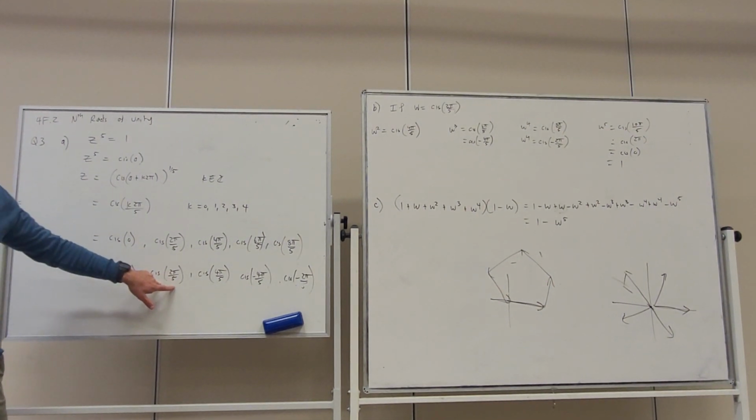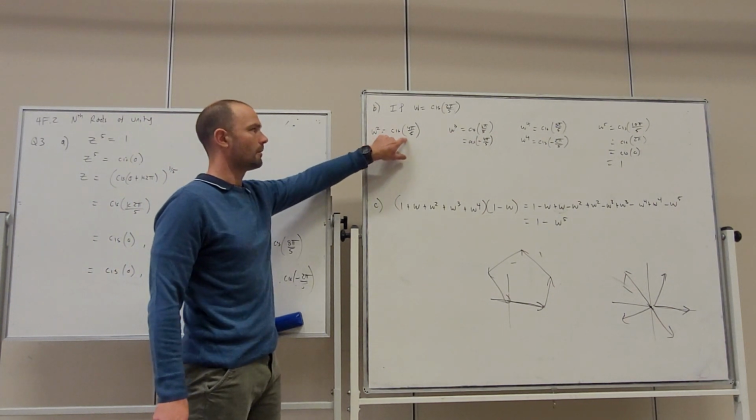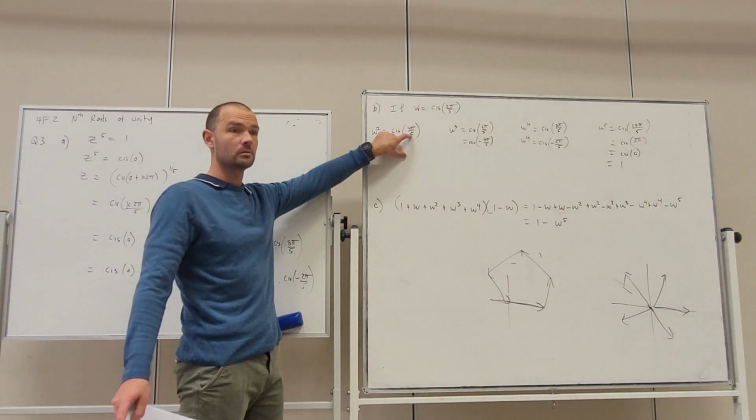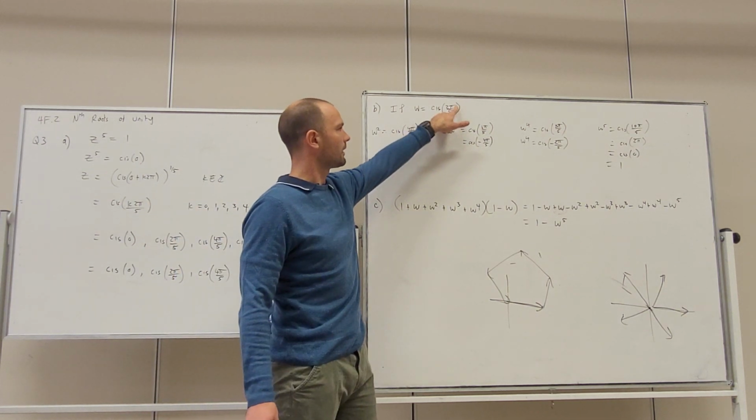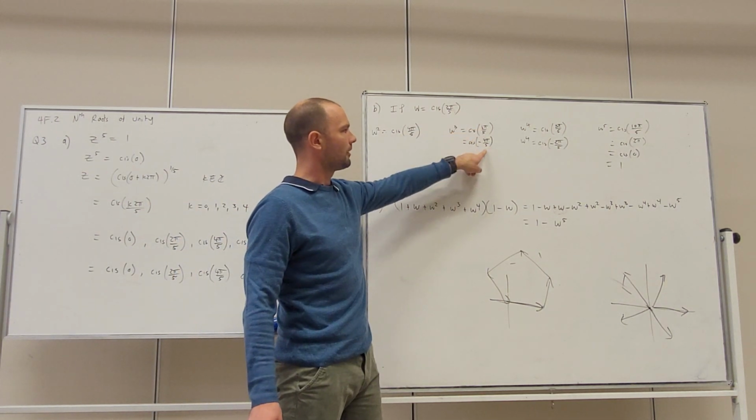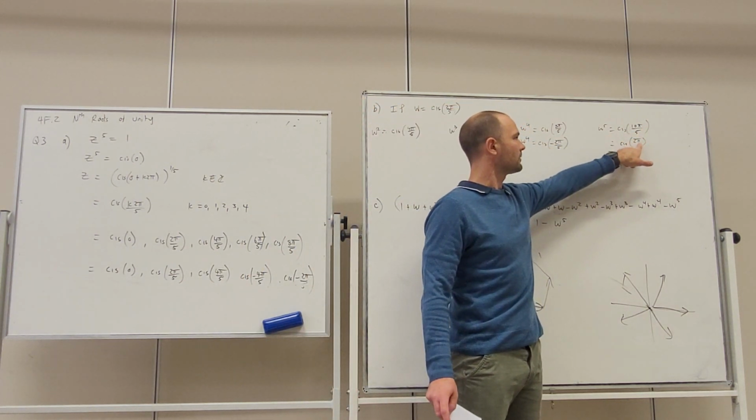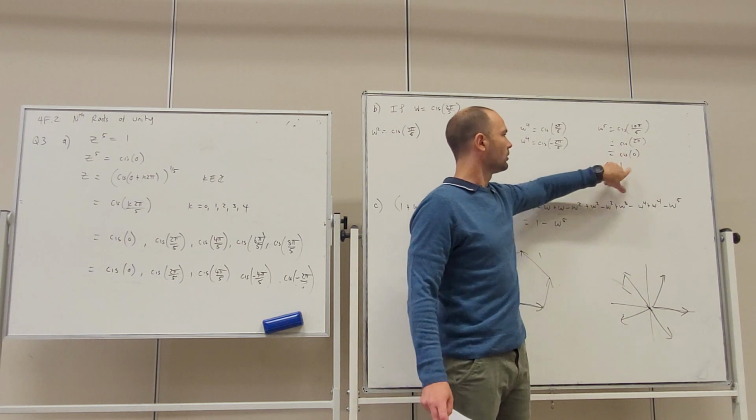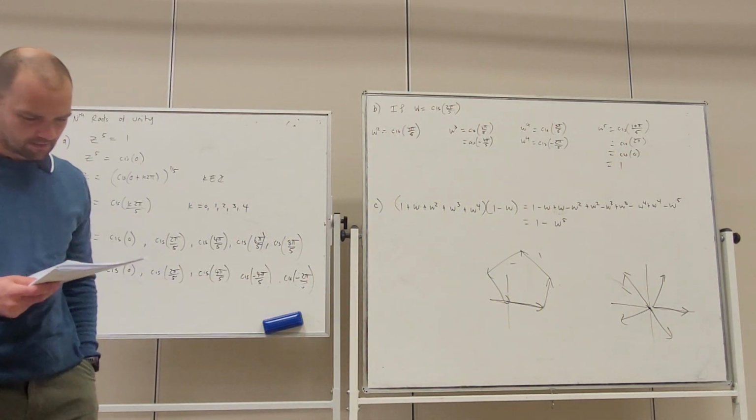So if W is cis of 2 pi on 5, then W squared is just going to be cis of 2 pi on 5 times 2, which is cis of 4 pi on 5. W to the 3, we're multiplying that by 3, 6 pi on 5, and then I'm changing the domains accordingly. W to the 5 is 10 pi on 5, which is 2 pi, which is cis of 0, which is also 1. Okay, so that's what part B is getting you to do.